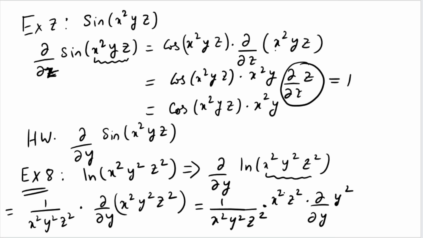Immediately, we'll notice that x square in the numerator and denominator can be cancelled. Similarly, z square can be cancelled. Y square gives me a 2y. So let me write this: 1 over y square times 2y. Y cancels. So therefore, the answer is 2 by y.